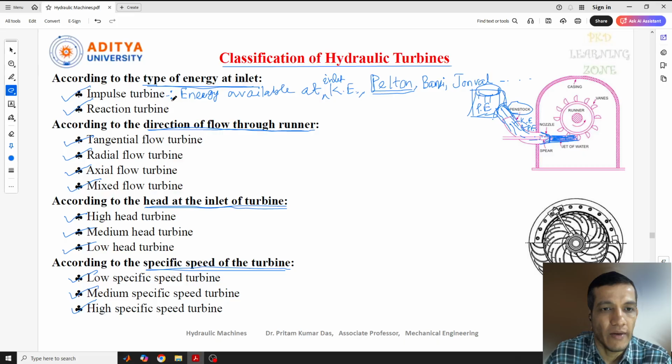That is the impulse turbine. Similarly, the reaction turbine is slightly different. Here, as I told you, only kinetic energy is there, but in the reaction turbine, it is not like that.